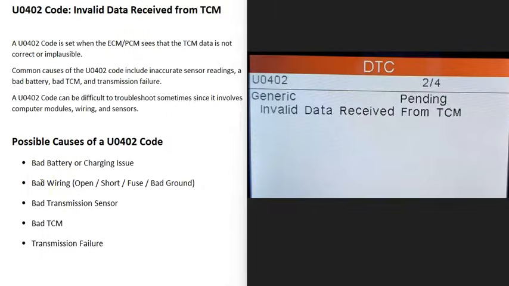So today I'm talking about a U0402 code, what it is and how you go about fixing it. And so what is a U0402 code? Well, it's an invalid data receipt from TCM. And what does this mean?